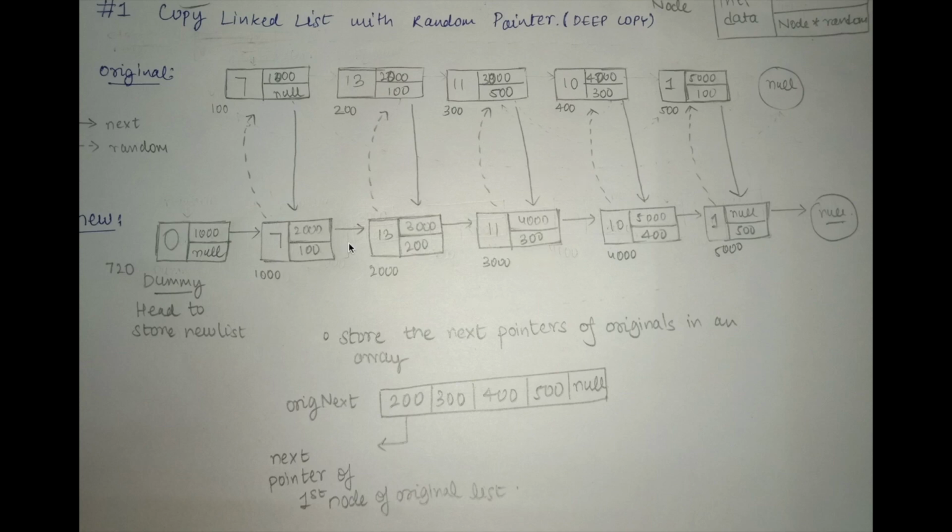But here is one problem. After fixing the random pointers of the new nodes, we would want the original list to be restored back to its original state. So we'll make an array, we'll name it original next, and store the original next pointers in the array, so that after we have fixed the random pointers of the new nodes, we can restore the original linked list back to its previous state.